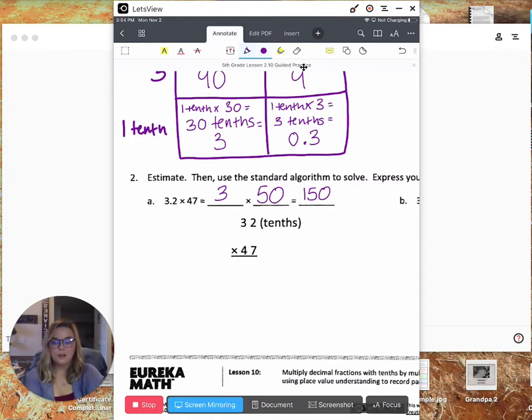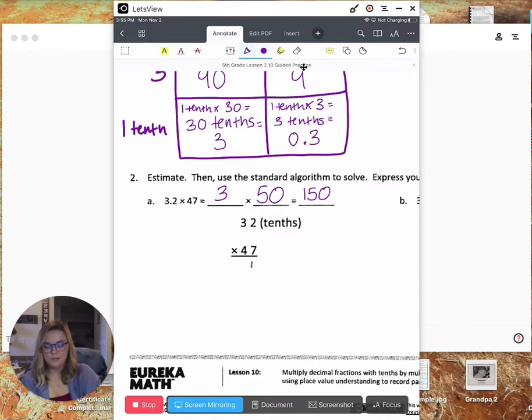So for our problem, instead of writing out 3.2 for 3 2/10, we're going to take away that decimal and think of 3.2 or 3 2/10 as 32/10. So we have that tenths written here. We're not going to do anything with it until the very end. So we're going to multiply just like normal with our standard algorithm.